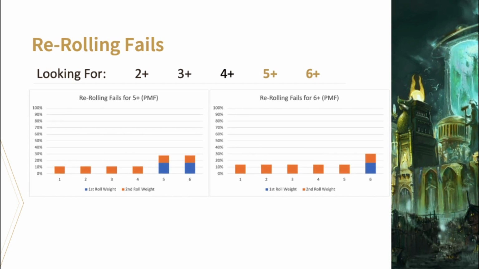Okay, so at this point, by expanding to a 5 plus or a 6 plus, all we're doing is slightly altering the graphs and results we've already seen. So I'm going to quickly just read out those together here. For the 5 plus, you're seeing failed values at 11.11% and successes at 27.78% each. And for 6 plus, you're seeing failed values at 13.89% and successes, or literally just 6s, at 30.56%.